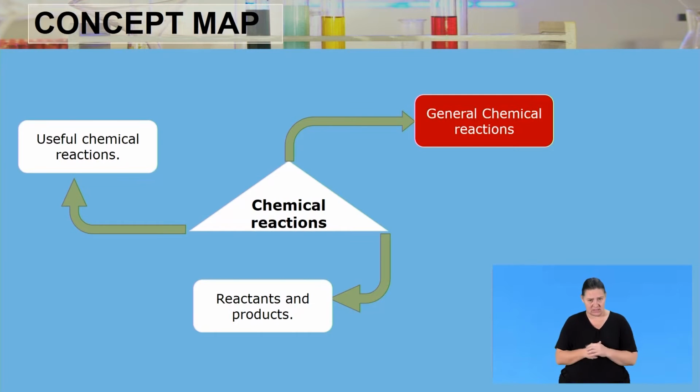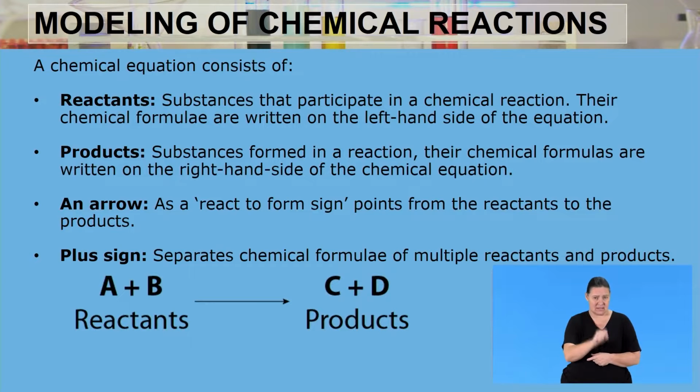We are going to start with the general chemical reactions, and within that we're going to be looking at what is entailed in a chemical reaction. So firstly, a chemical reaction consists of the following things. Number one, reactants. Reactants are substances that participate in a chemical reaction, and their chemical formulas are written on the left-hand side. Important, written on the left-hand side of an equation.